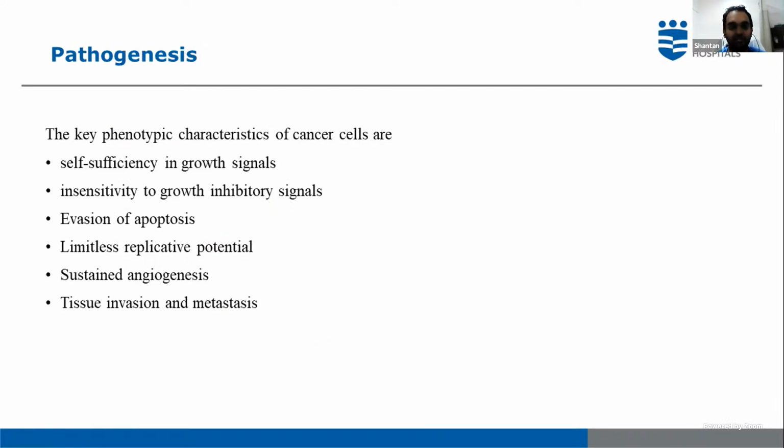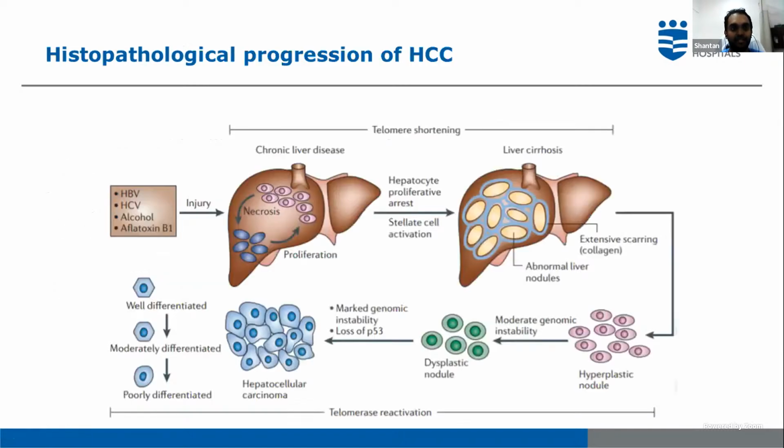As with various other cancers, the key phenotypic characteristics of cancer cells are, first, self-sufficiency in growth signals. There is insensitivity to growth inhibitory signals. There is evasion of apoptosis, which corresponds to increased production and increased lifespan of the cancer cells. There is limitless replicative potential, sustained angiogenesis, and tissue invasion and metastasis.